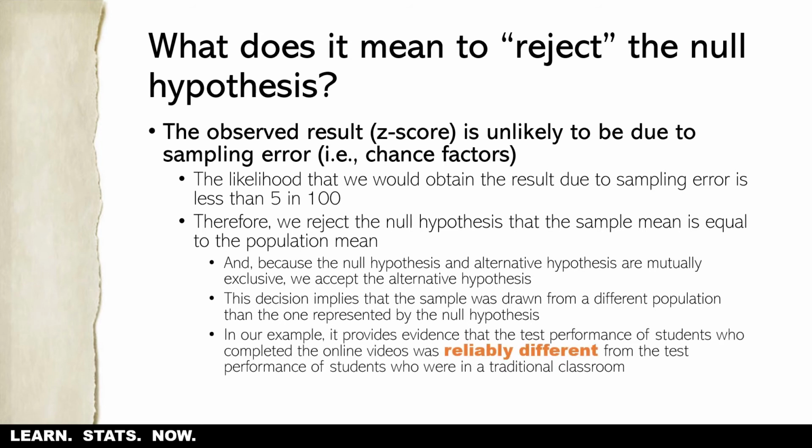So in our example, it does provide evidence that the test performance of students who completed the online videos was reliably different from the test performance of students who were in a traditional classroom. That's really kind of saying the same thing as there is a relationship between the independent variable and the dependent variable. In other words, it did kind of matter what class you were in. And there is a relationship in test scores. Those test scores seem to increase in association with being in the online video class condition.